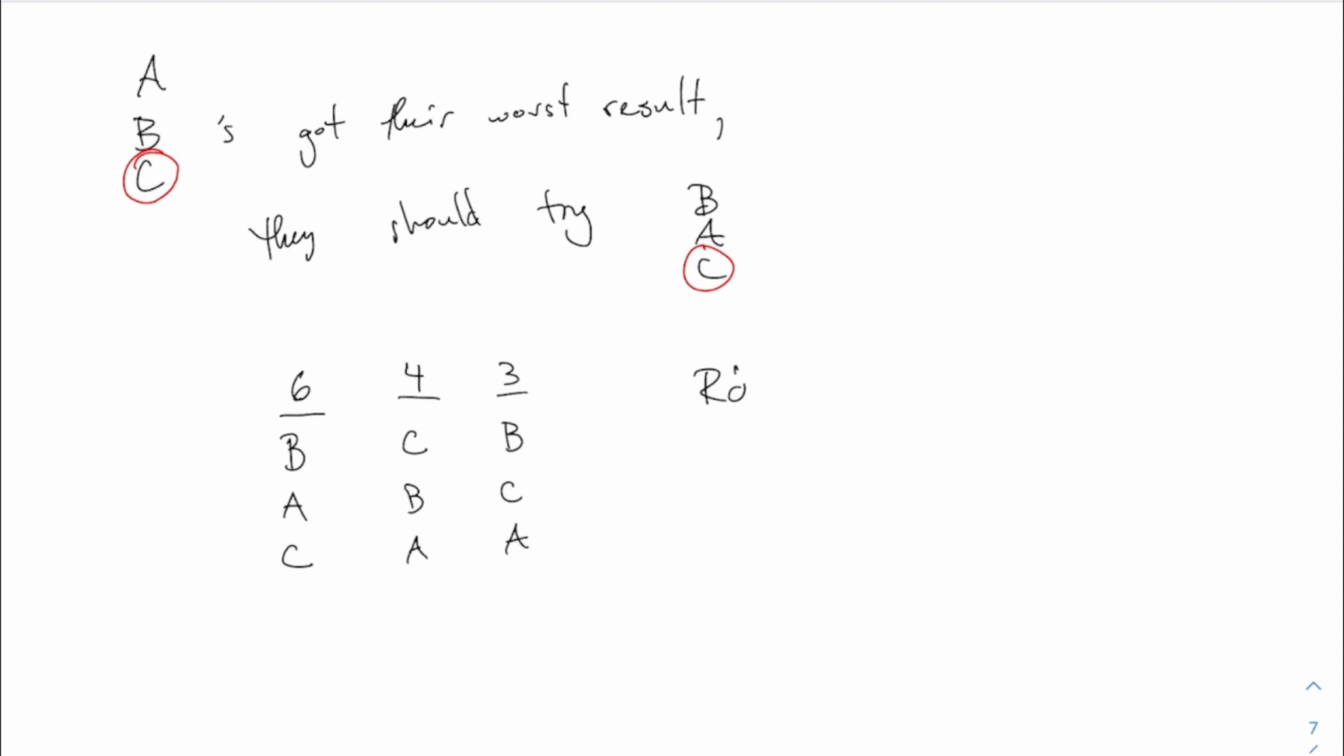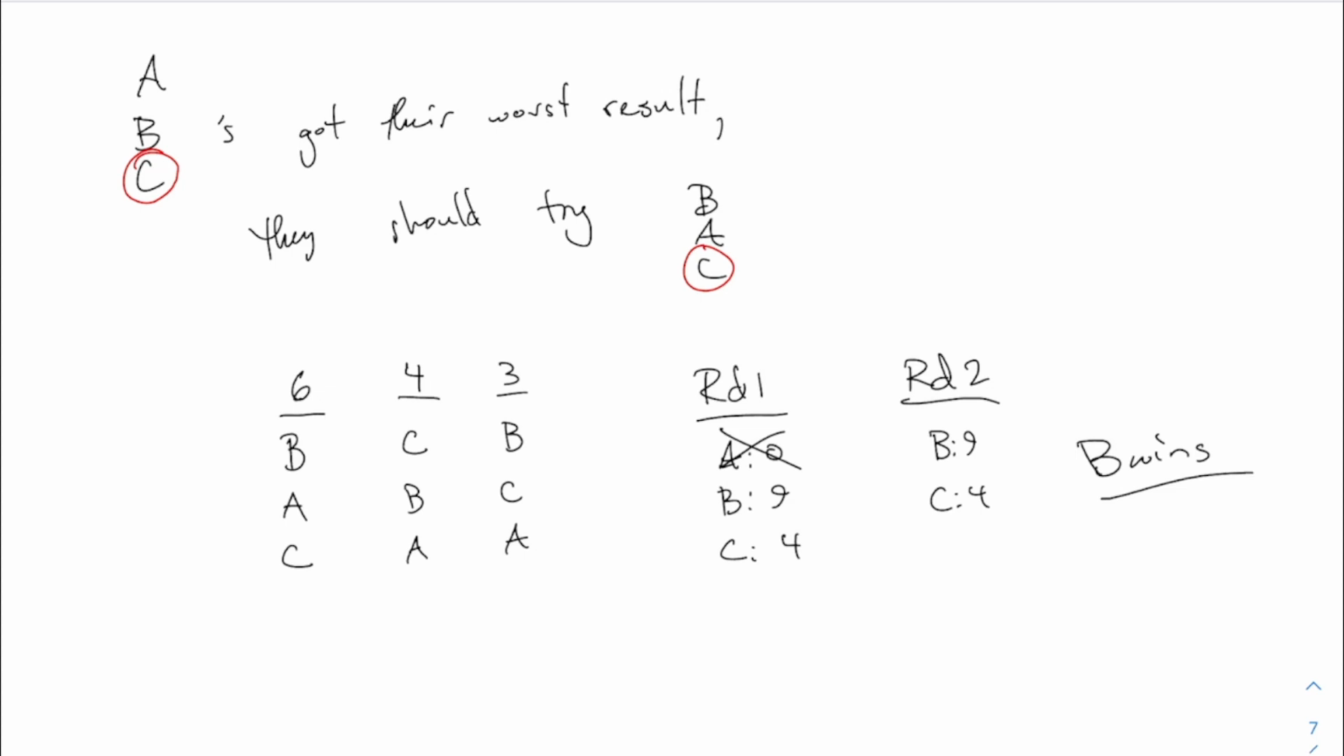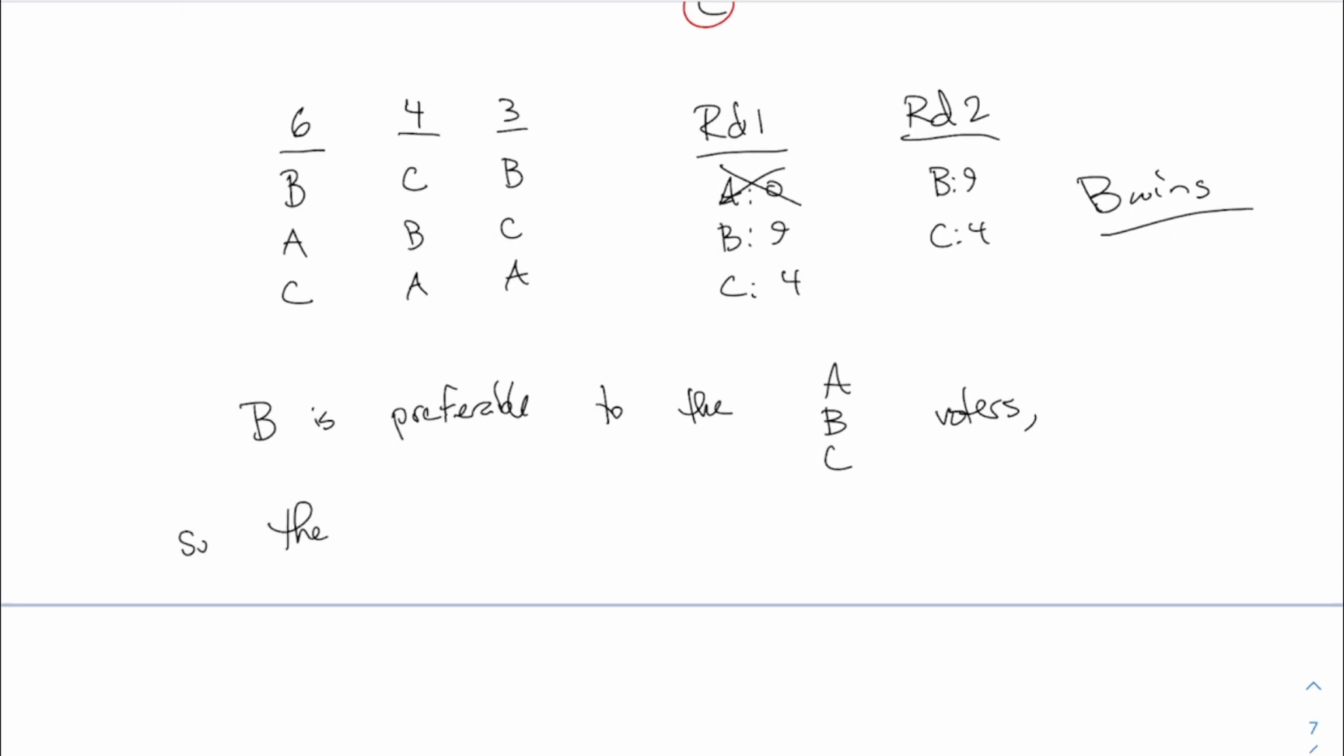So this time in round 1, A has no votes on top. B has now 9, C has 4, and so A is eliminated. And then in round 2, the votes are the same once you get rid of A because A wasn't on top at all. B is 9, C is 4, B wins. And that is a preferable result because now the ABCs got their second choice to win instead of their last choice. So B is preferable to the ABC voters. So they got a better result. All right? This is manipulation.